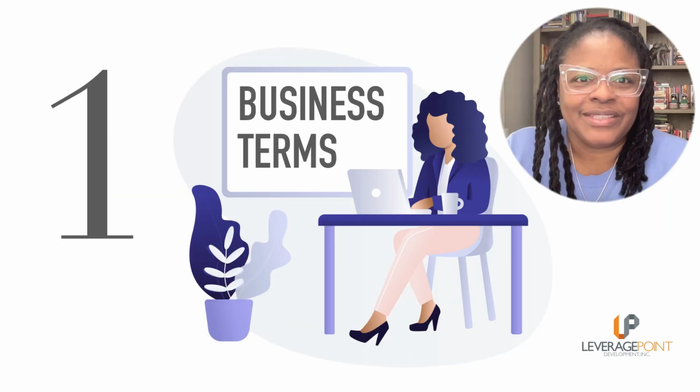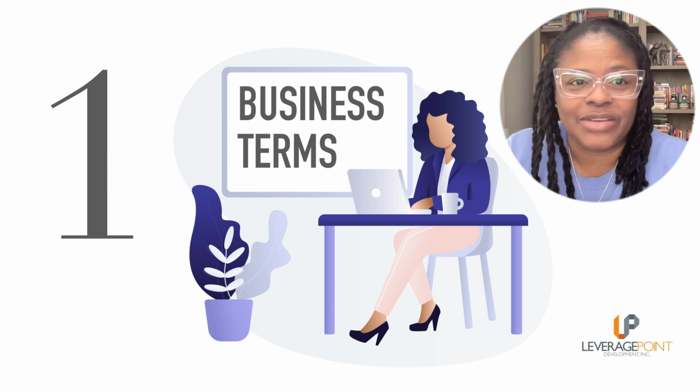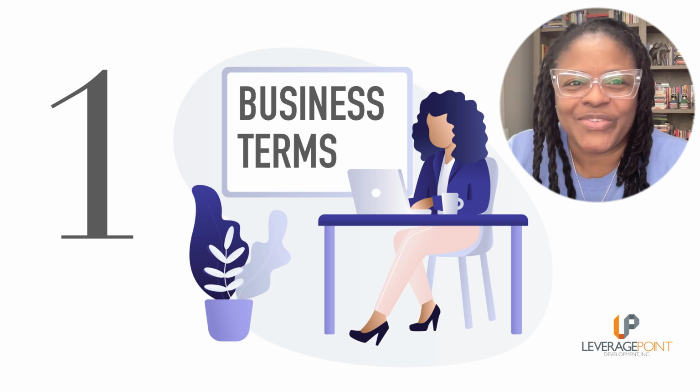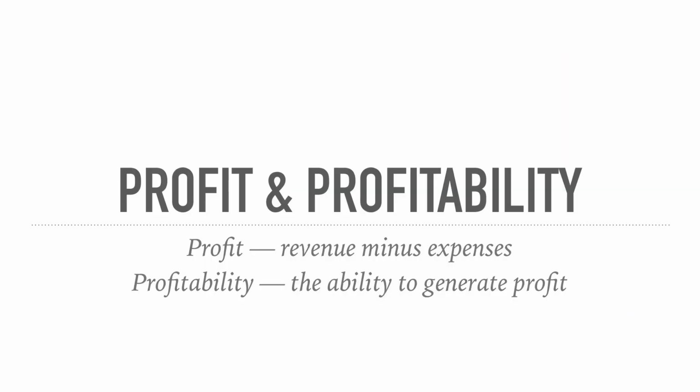All right, so let's start with the business terms, ones that I think will be super helpful, ones that you've probably heard before, but I want to put it into context for you. The first one: profit and profitability. Super, super important. The definition of profit is just revenue minus expenses, and profitability is your ability to generate profit. So when you think about your ventures, your ability to generate profit is very important. It's also true even if you're going to have a social enterprise or a nonprofit organization. You still need to have profit and profitability.